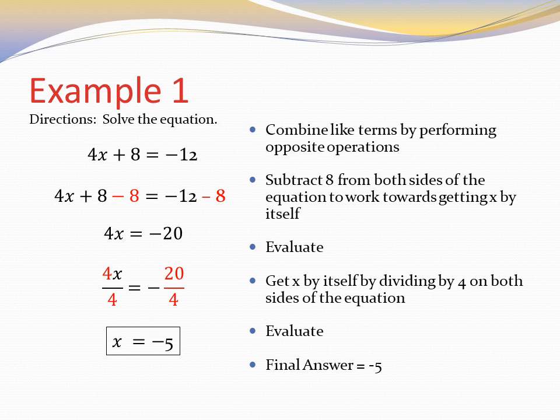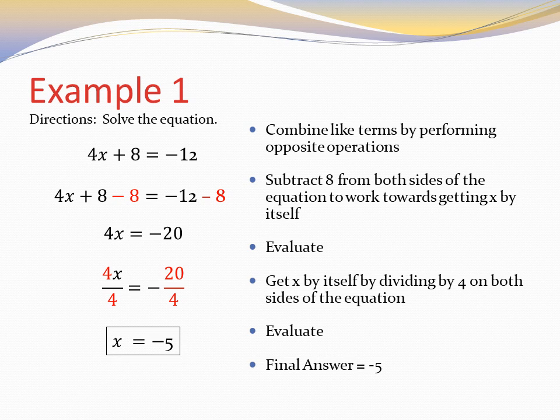So in the second line, you see that I have 4x plus 8 and then a minus 8 in red equals minus 12 minus 8. Because this is an equality, you must do the same thing on both sides of the equation. If you take 8 away from the left-hand side, you have to take 8 away from the right-hand side. So in order to get that 8 away from the left, we'll do it on both sides. So subtracting by 8 on both sides leaves us with 4x equals minus 20.